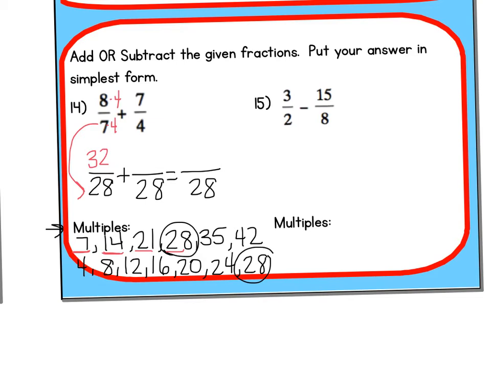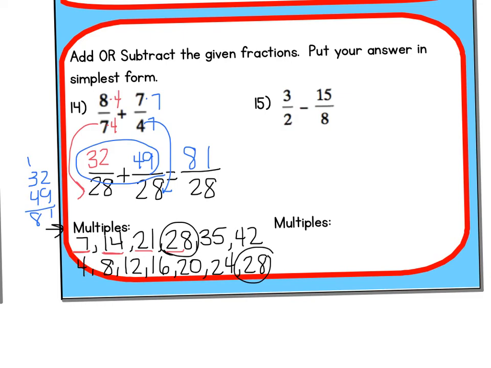So then I ask myself, how do I get from 4 to 28? I multiplied by 7. And 7 times 7 would give me 49. So I have basically just to look at this simple math, 32 plus 49, which gives me 81. So I have 81 over 28.